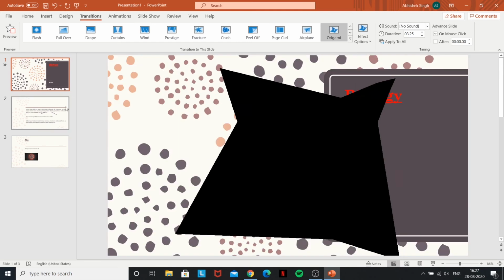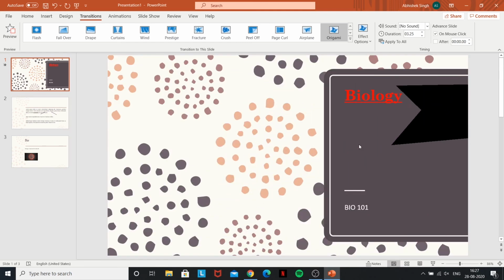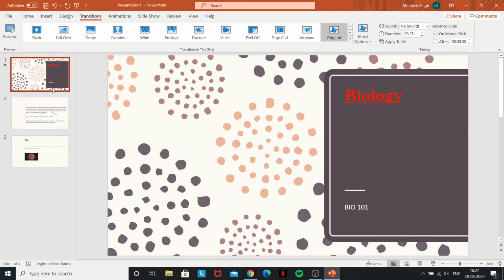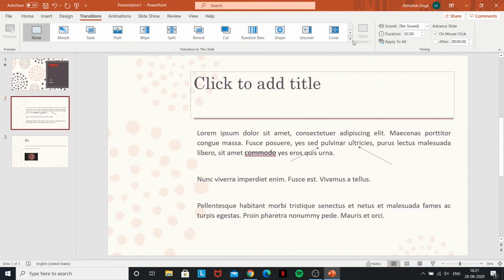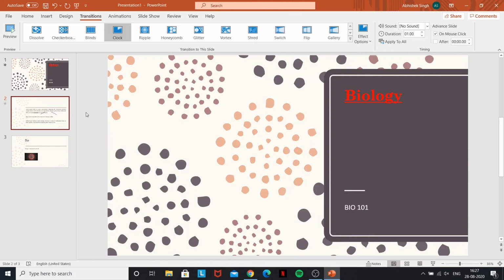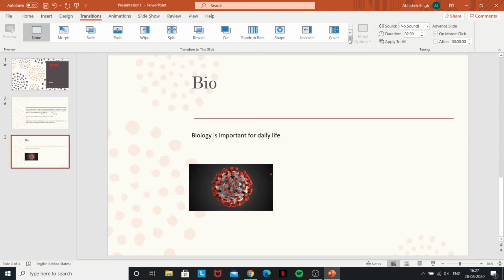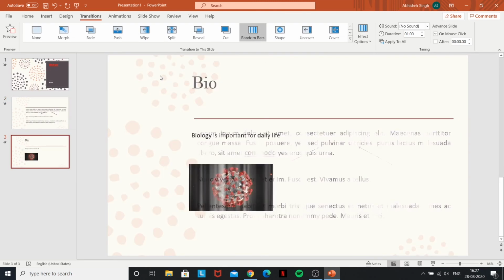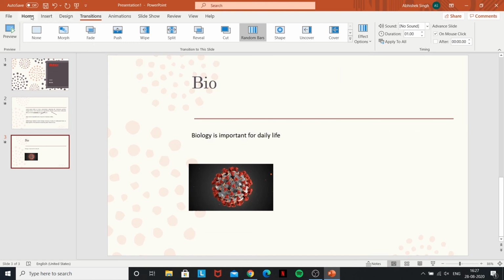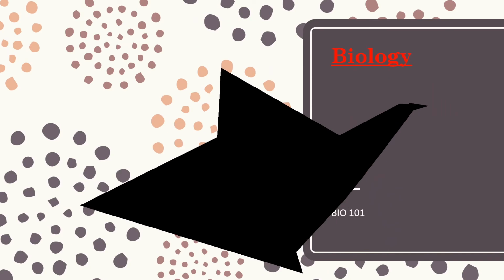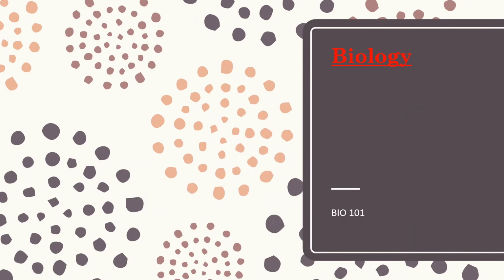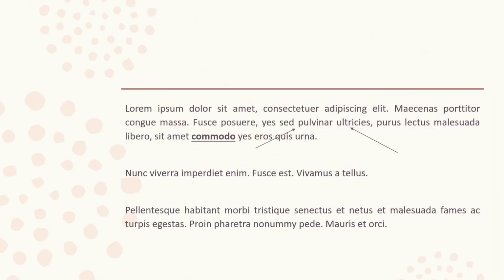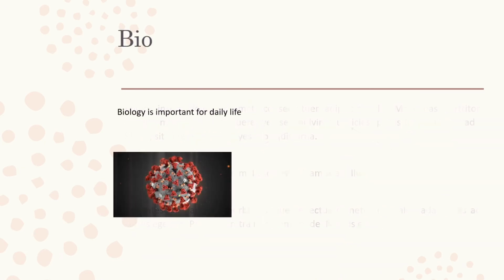So let's say origami. So this one is origami. The next one is a clock, and the third one can be random bars. And so now if we go ahead and start the slideshow, as you can see, as you progress through, it carries out every animation that we chose.